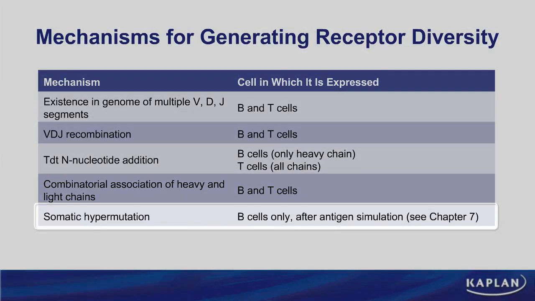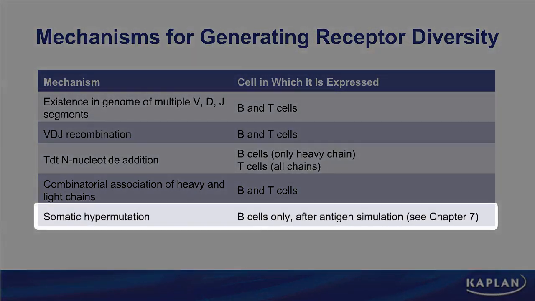And there's one other level of diversity that we're going to talk about in Chapter 7 called somatic hypermutation, where B cells essentially get better during the immune response. This is sort of unique to B cells, and again, we're going to talk about that after we talk about B cells in Chapter 7.